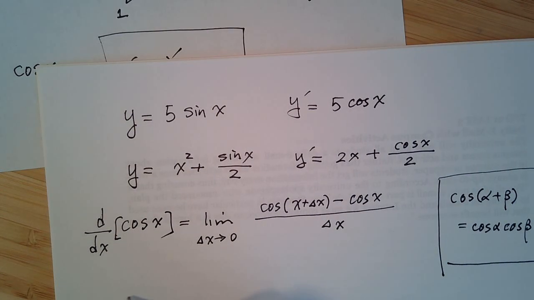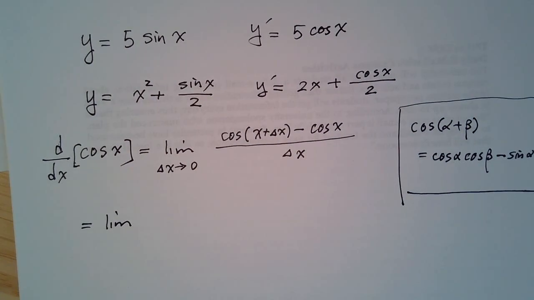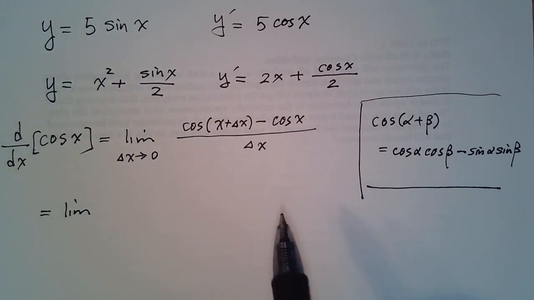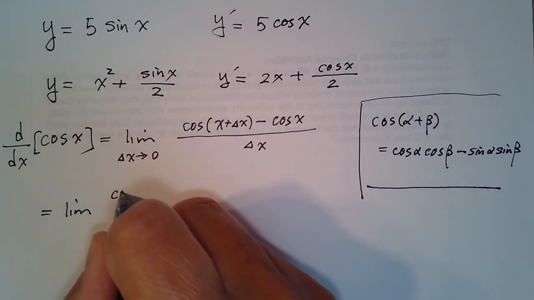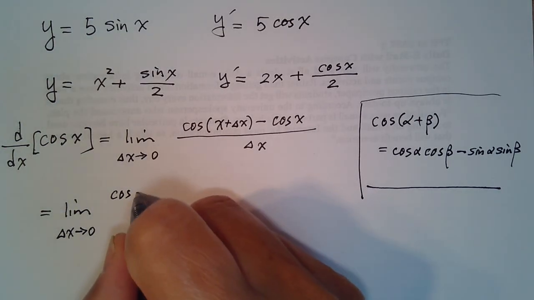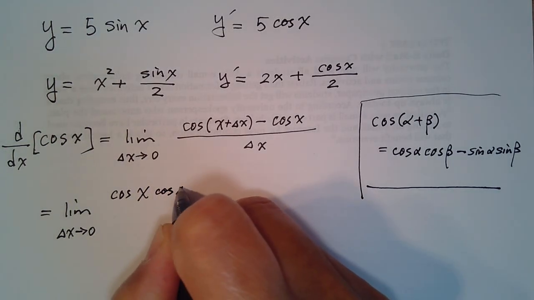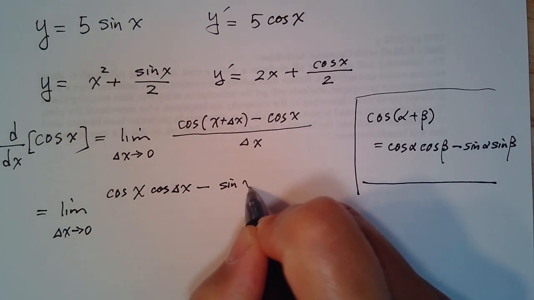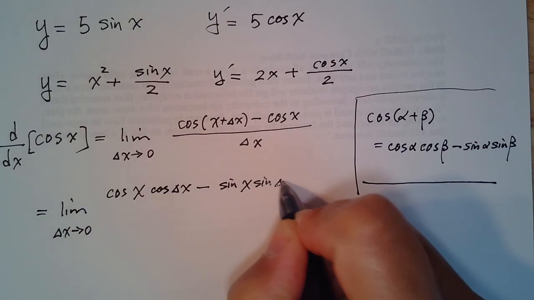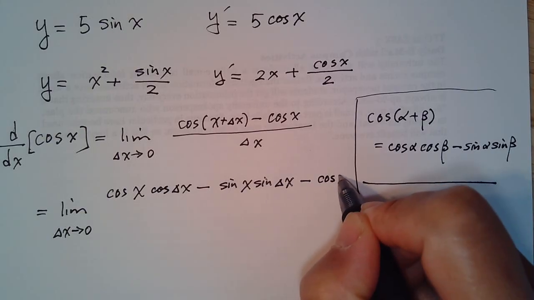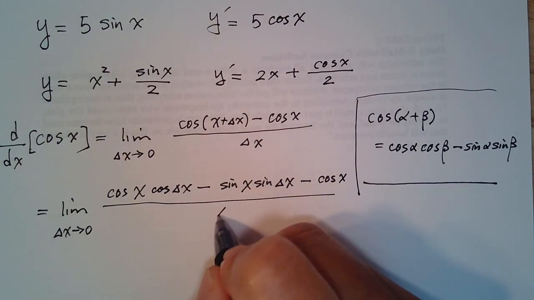Okay, and then we're going to put that in here, the limit. You can see what I'm doing here. Let me just move this around so you can see. So that's going to be the limit of cosine of alpha plus beta. So that's going to be, sorry, here I got it right, the limit as delta x approaches 0. So I get cosine x cosine delta x, right? And then I'm going to minus sine x sine delta x, and then minus cosine x, and then divided by delta x.